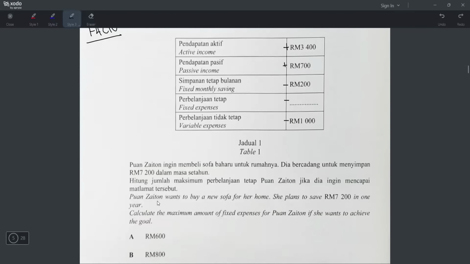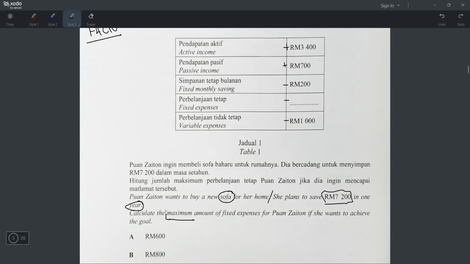Now let's read the part down here. Puan Zaiton wants to buy a new sofa for her home. So this is her goal. She wants to buy a sofa. She plans to save 7,200 in 1 year. Oh, in 1 year, this is the amount she needs to save. Calculate the maximum amount of fixed expenses for Puan Zaiton if she wants to achieve the goal.